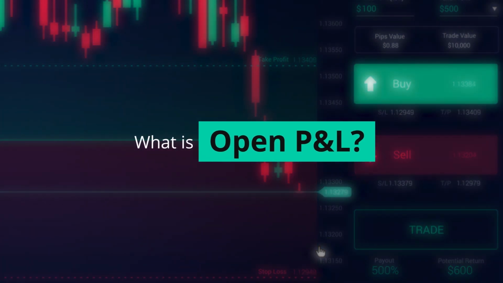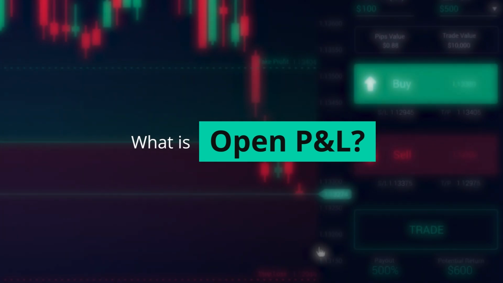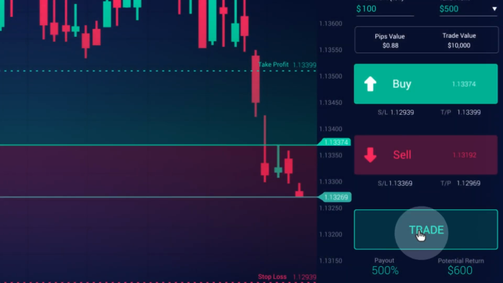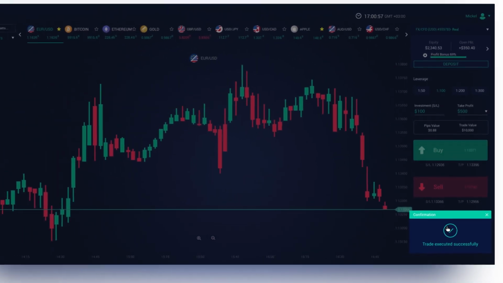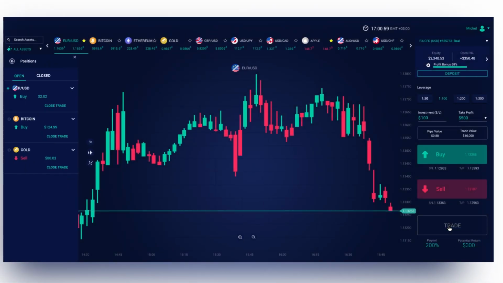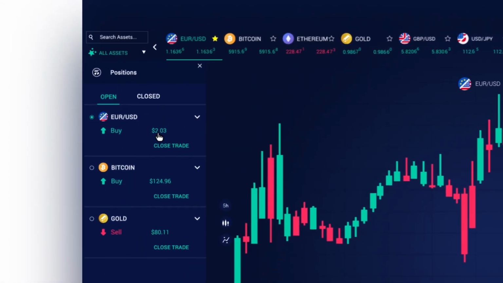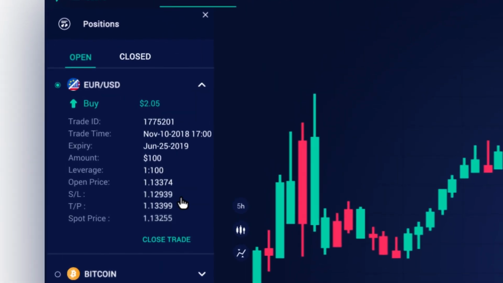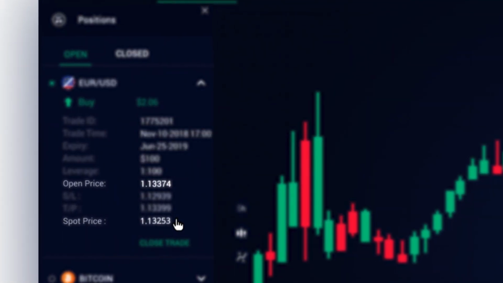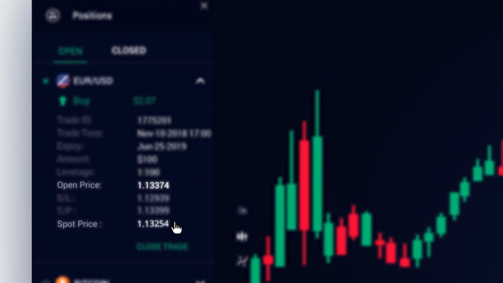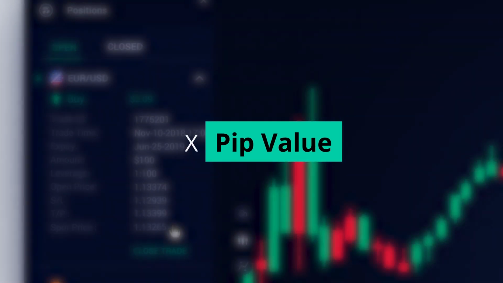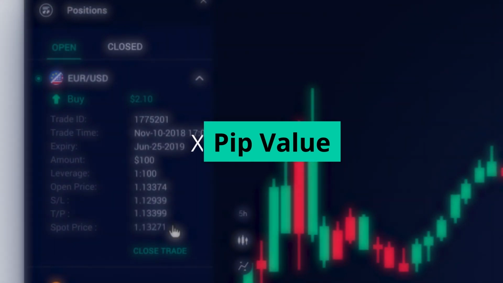What is open P&L and how do you calculate it? An open P&L, profit and loss, is the current profit or loss that your open trade has incurred. Open P&L is calculated via 2 steps. First, you find the difference between the current market price and the price at which the trade was opened. Then you multiply the obtained difference by the pip value to obtain the open P&L.